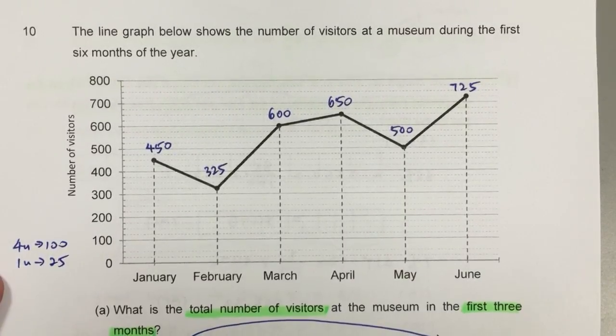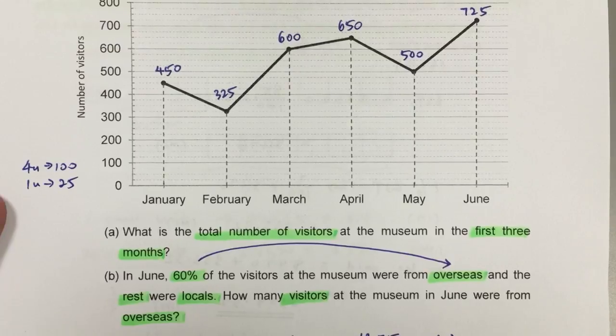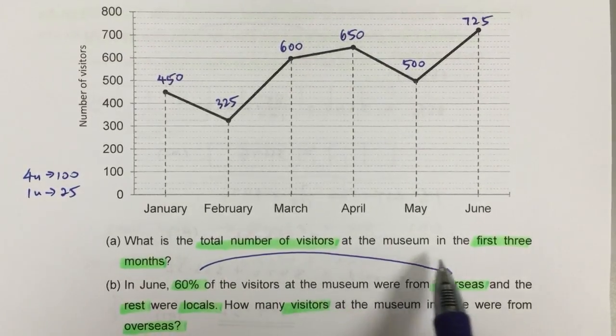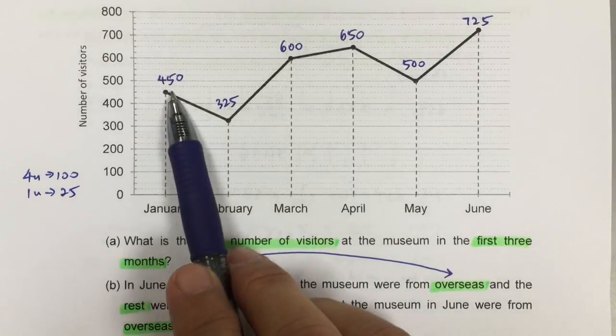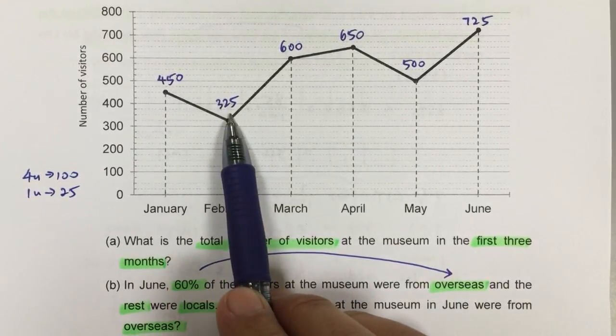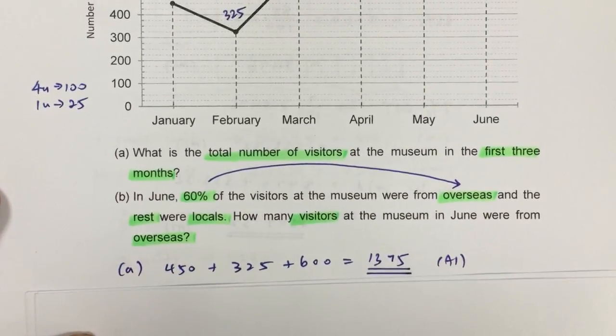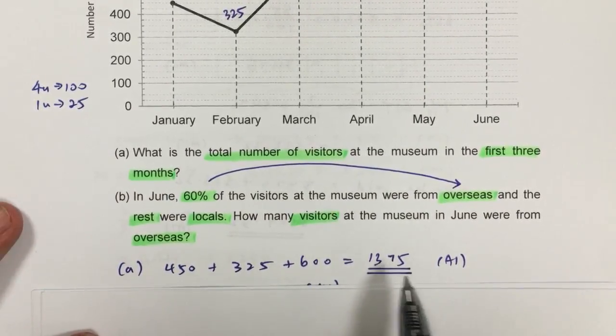Question A. What is the total number at the museum in the first 3 months? So you just add 450, 325, and 600. You will get 1375 as your answer.